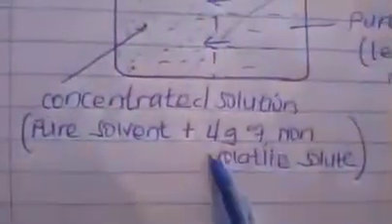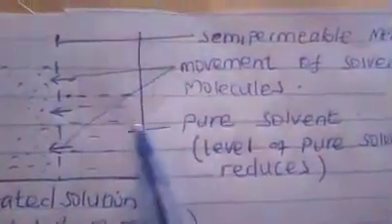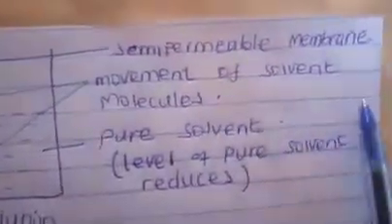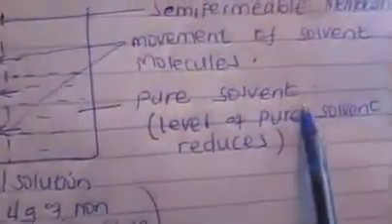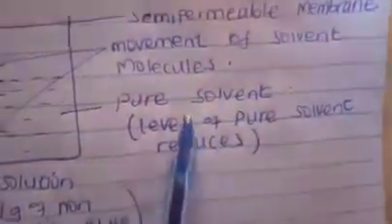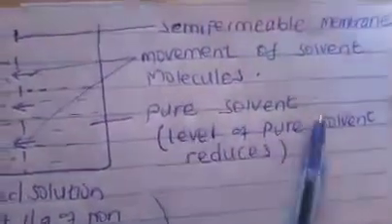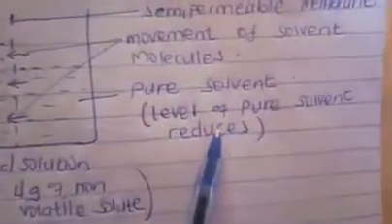Another container Q contains a concentrated solution, pure solvent plus 4 grams of non-volatile solute, with a semi-permeable membrane. These arrows indicate the movement of solvent molecules. The pure solvent moves from the solvent side to the concentrated solution, and therefore the level of the solvent will reduce.